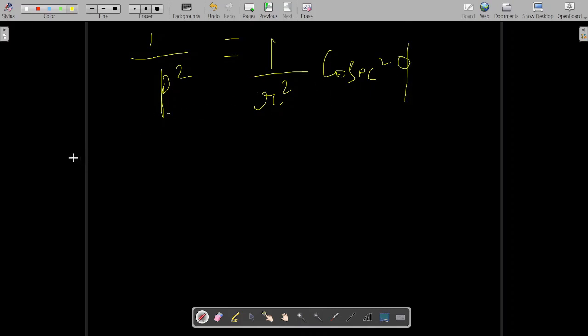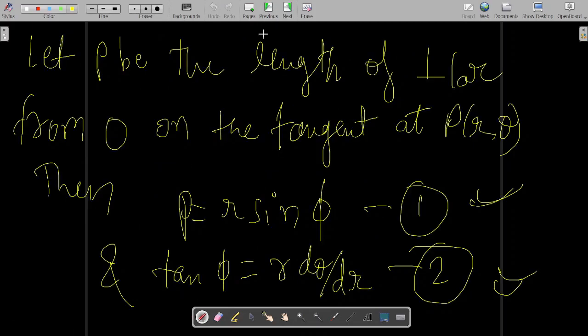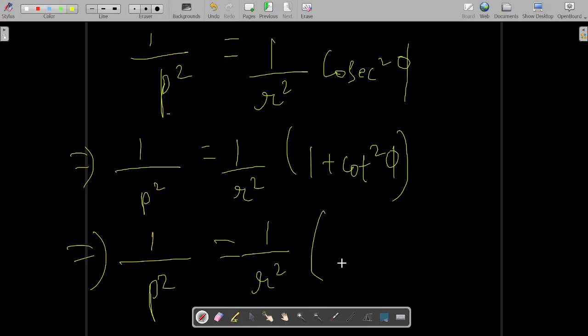Now cosec square phi can be written as 1 plus cot square phi. So 1 over p square is equal to 1 over r square times 1 plus cot square phi. Okay. Now cot phi is what? We already have the tan phi value with us, which is there in equation 2. So we will just substitute that value of cot. 1 upon 10 is your cot.